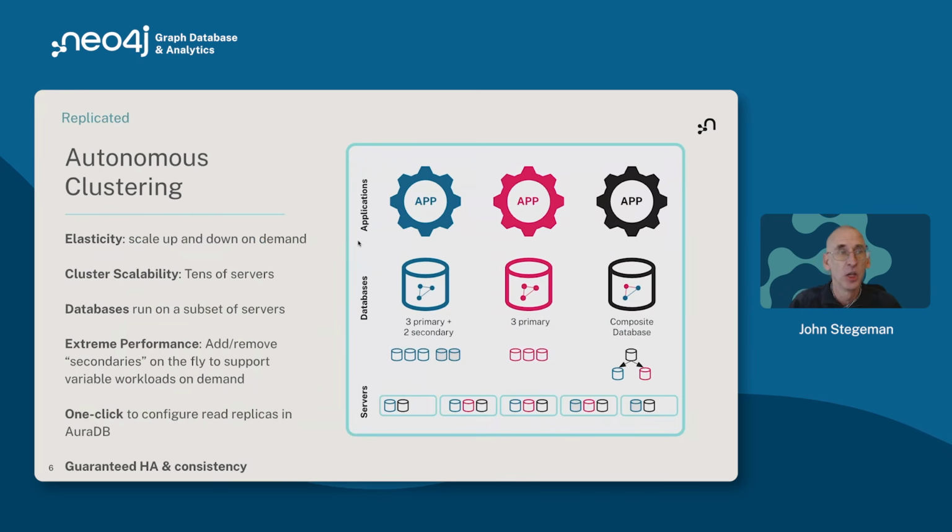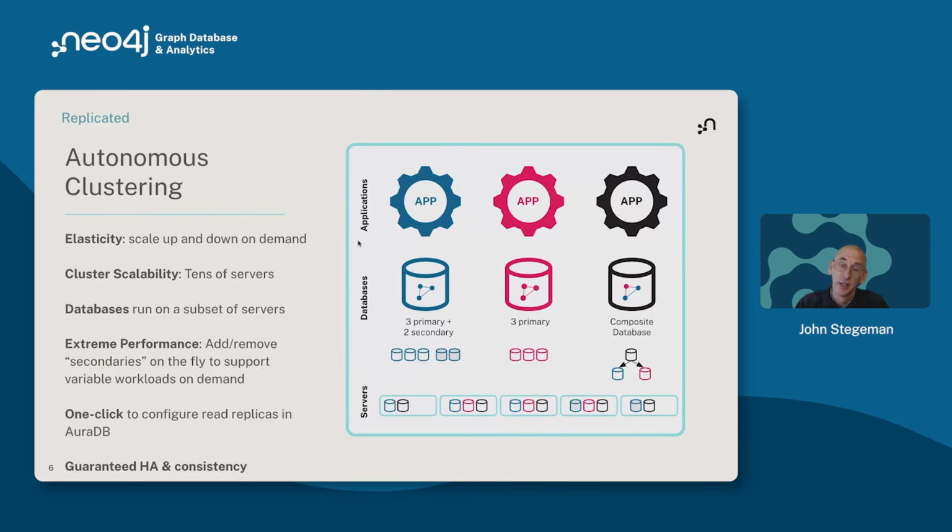So the first, when we talk about replicated, in Neo4j 5, we introduced this concept called autonomous clustering, and clustering has been around since version, I think 3 or 4. I'm not exactly sure which version it came in, but version 5 announced this feature called autonomous clustering. Now, what is autonomous clustering? Autonomous clustering lets us scale database replicas up and down based on demand.